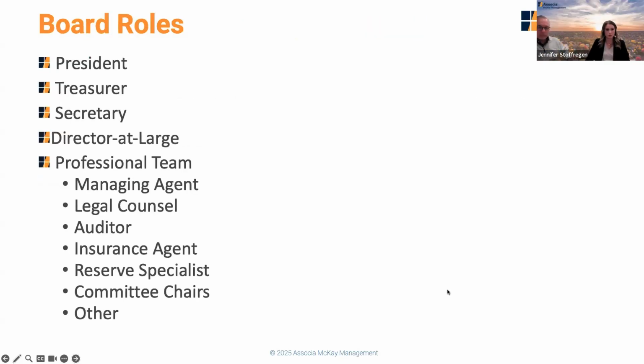Okay, so board roles. Your board of directors is not the same for every association. Some associations will have up to 7 board members. Some will only have 2 board members, depending on your size and what your governing documents require. These are just the main top board positions and their responsibilities as a board member.